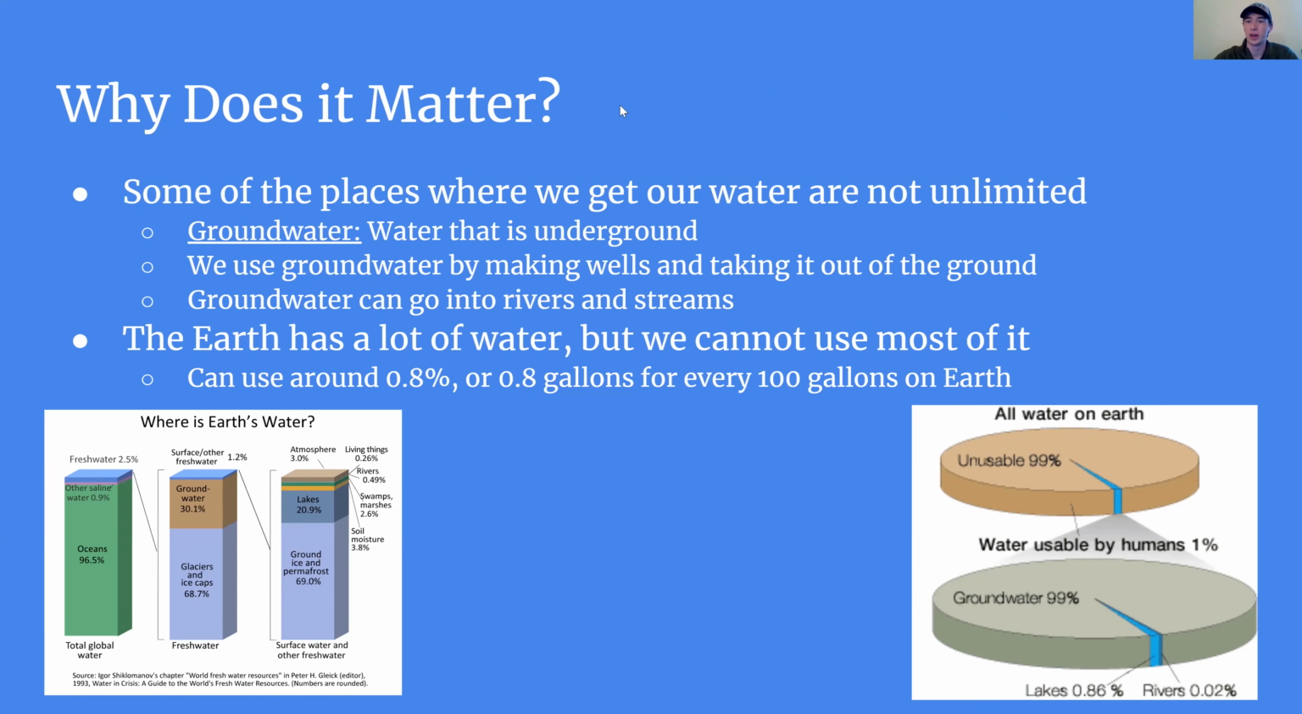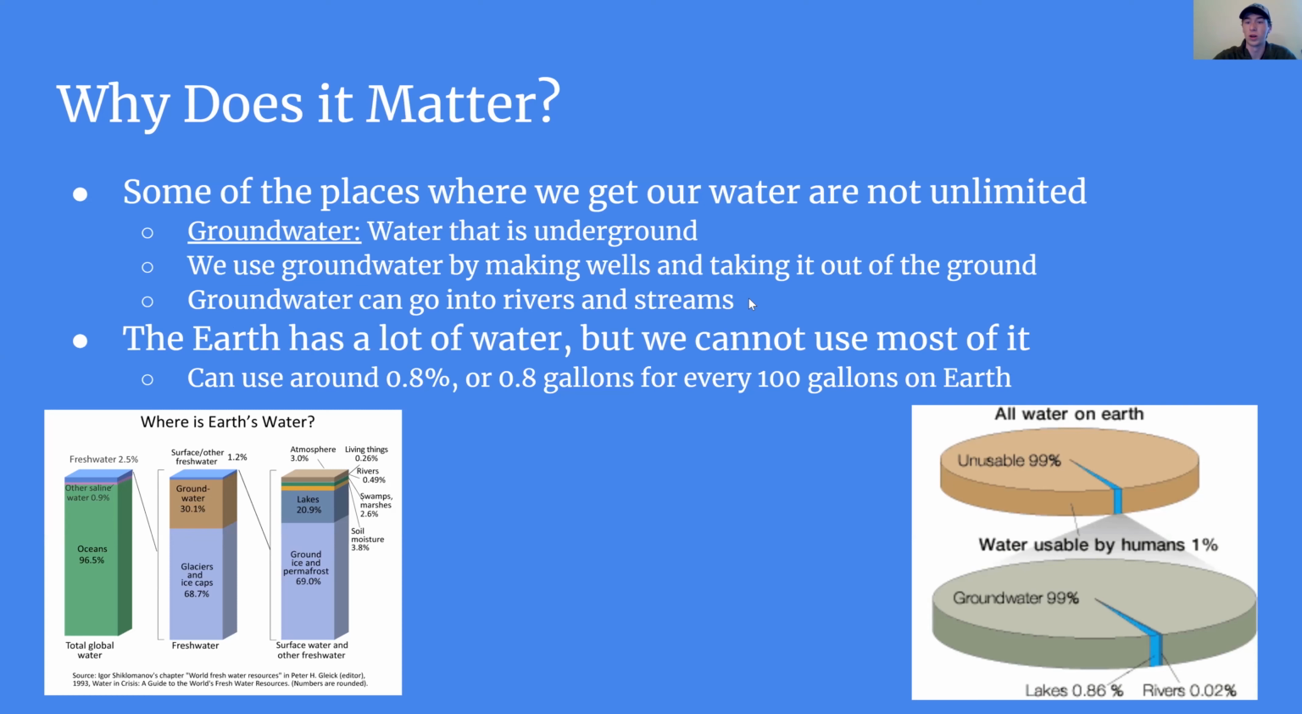Why does it matter? Some of the places where we get our water are not unlimited. I don't know if anybody is familiar with the term groundwater, but that's basically water that is underground. And we can access that water by building wells and taking it out of the ground. And a lot of the times that's used on farms to water crops. Groundwater can also go into rivers and streams. So that's where all the water comes from when it's really dry and you see a stream with water in it.